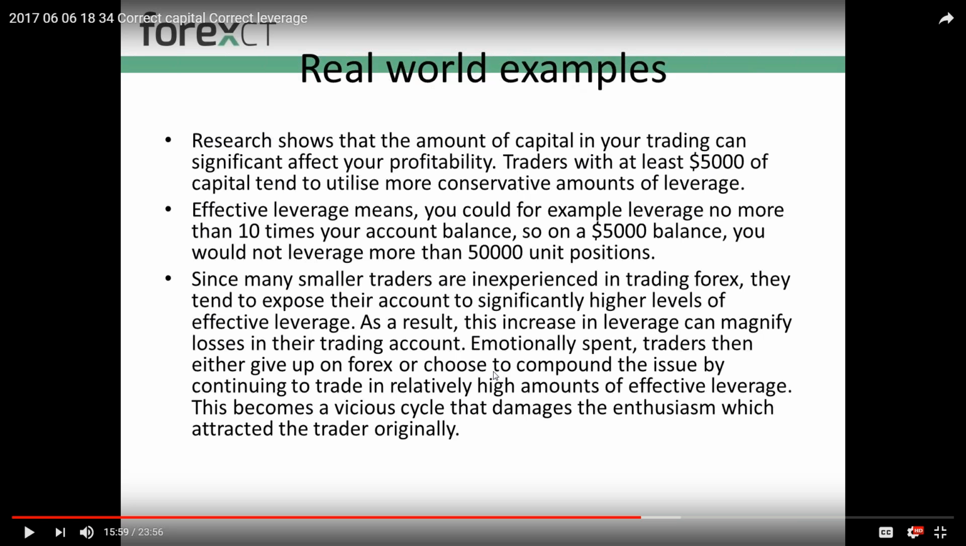Since many traders are inexperienced in trading Forex when they start out, they tend to expose their account to significantly higher levels of effective leverage. As a result, this increase in leverage can magnify losses in the trading account. Emotionally spent, traders then give up on Forex altogether or choose to compound the issue by continuing to trade in relatively high amounts of effective leverage. This becomes a vicious cycle that can damage your enthusiasm, which attracted you to trading in the first place.